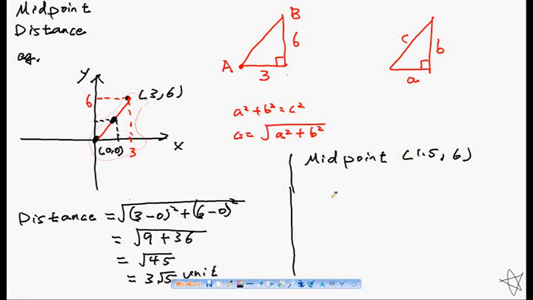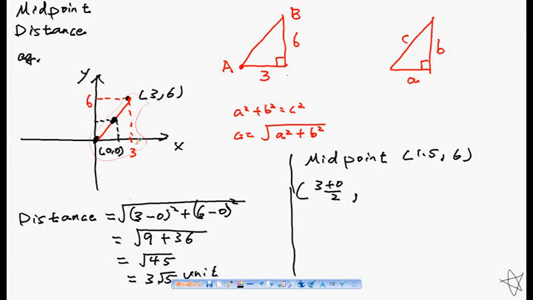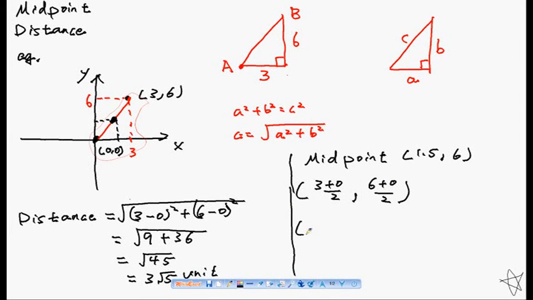The correct mathematical way to do it: for the midpoint, the x coordinate is the sum of the x coordinates of the 2 points divided by 2. So it's 3 plus 0 divided by 2, comma, and the y coordinate is 6 plus 0 divided by 2. Which is 1.5 and 3. I made a mistake here earlier.